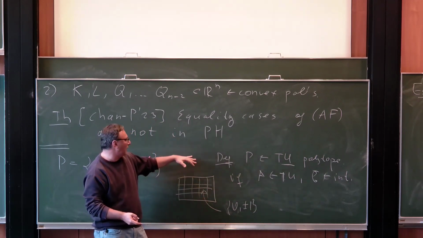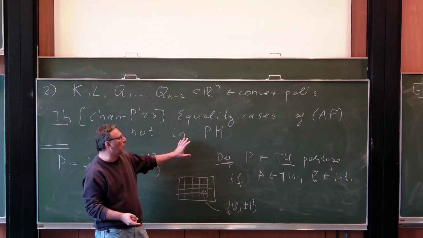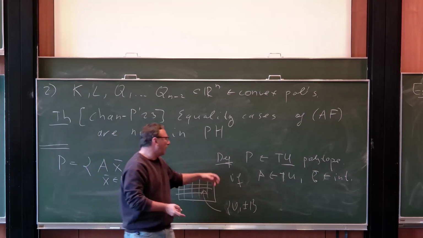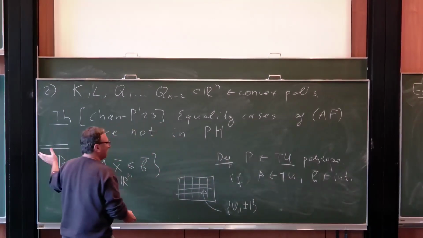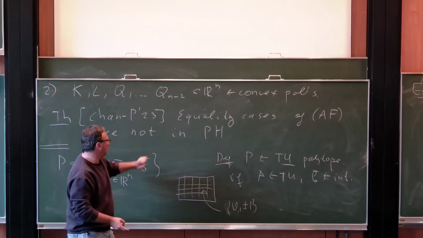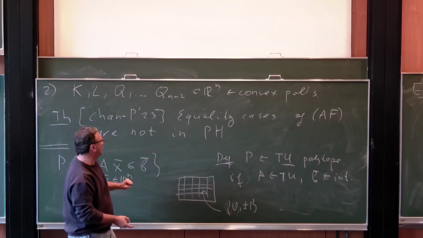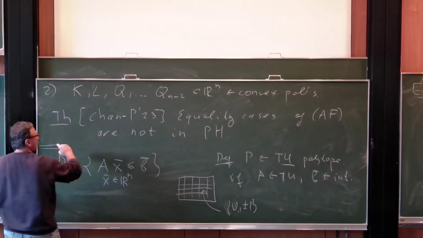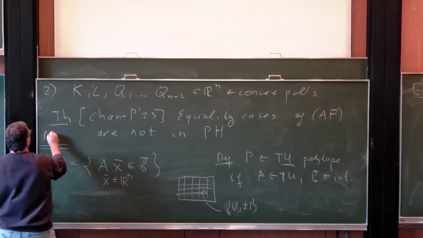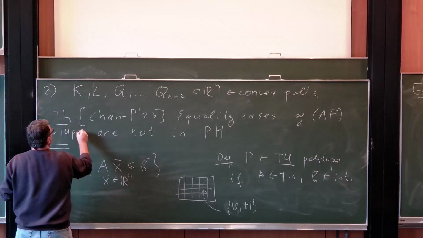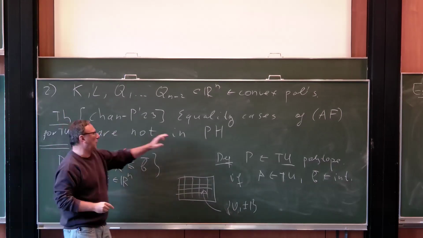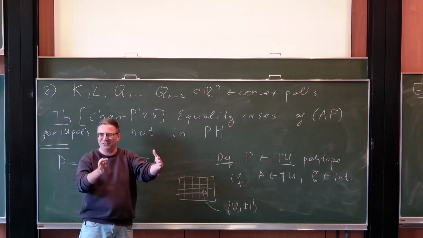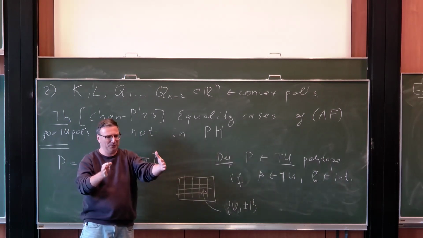Now, once you add that, it implies that the polytope has integral vertices, in which case everything is super nice. Let me not constrain myself. Equality cases of the Alexandrov-Fenchel inequality for totally unimodular polytopes are not in the polynomial hierarchy. So what we're doing is constraining the set of possible things that we're doing.